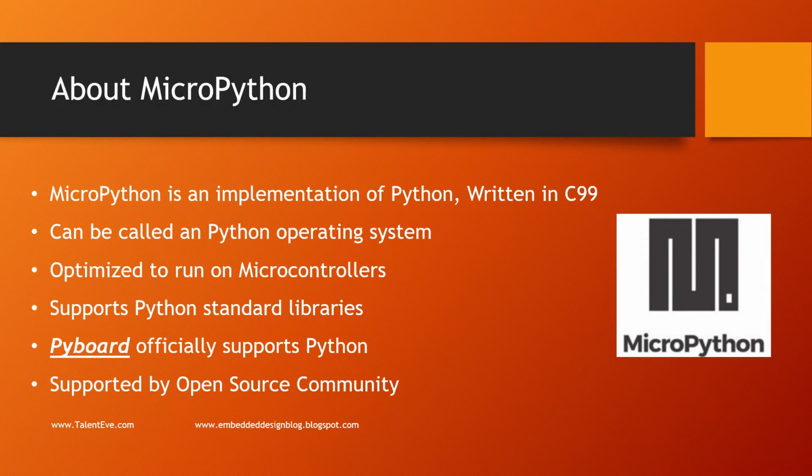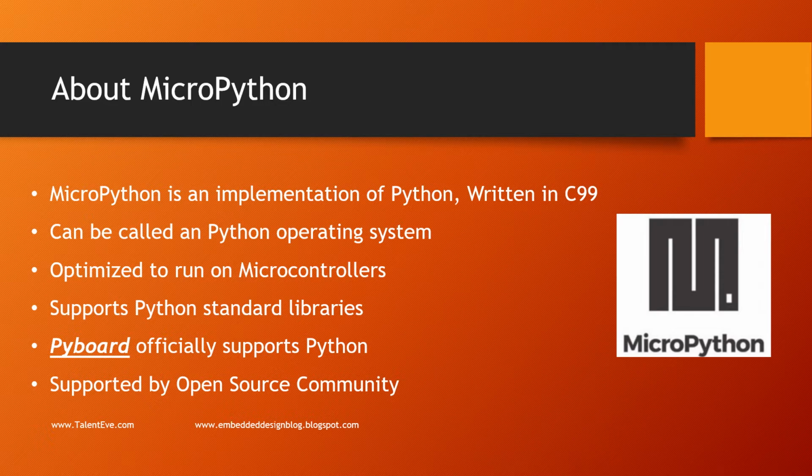So first, to know about MicroPython, the one you see here is the MicroPython symbol. This MicroPython is basically an implementation of Python itself. We can say it's a derivative. It's written in the C programming language following the C99 standard.